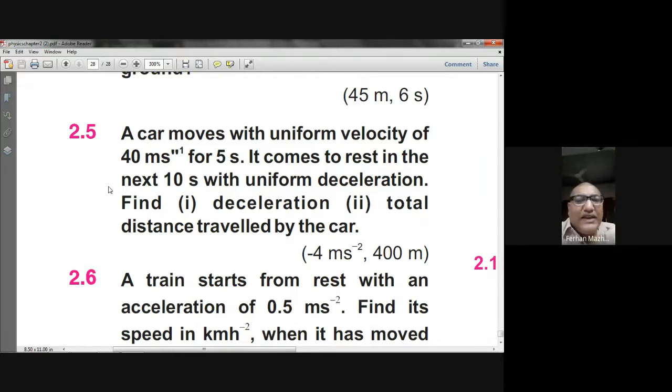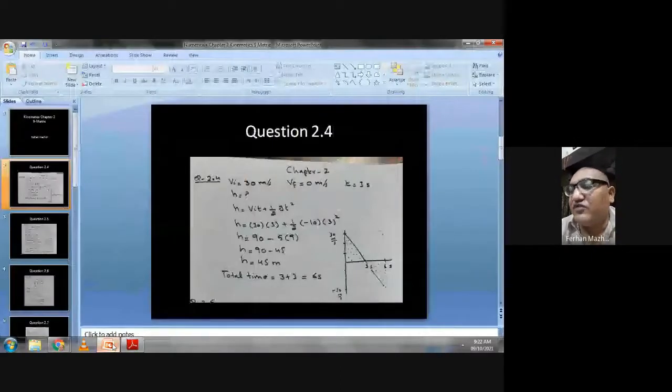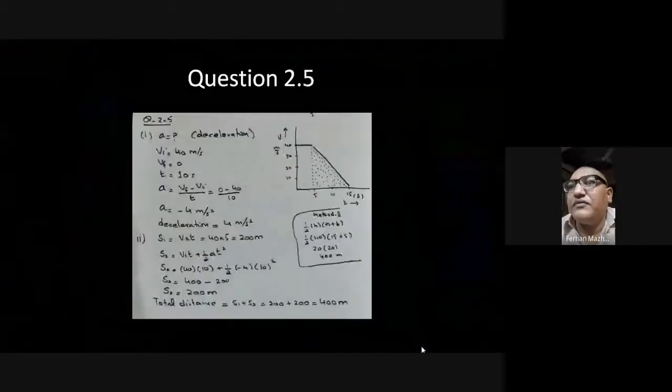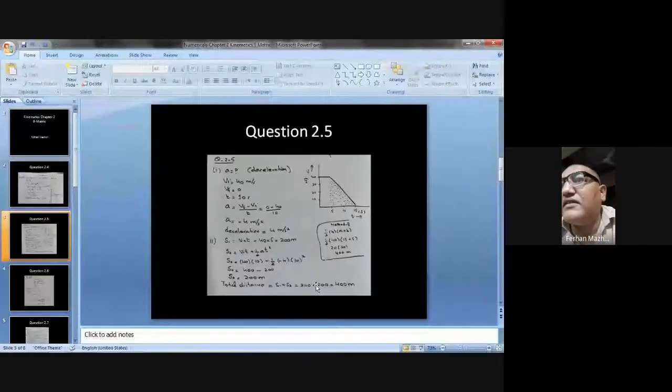Okay, so there are clearly two portions of this case. In one portion, the car is moving with a constant speed, and then in the next portion, the car is moving with a constant or uniform deceleration. When we have uniform deceleration, the speed is gradually decreasing. Okay, now we have to do this. Let me show you how I have done this. I will try to explain how we have done this. Okay, so here we go.